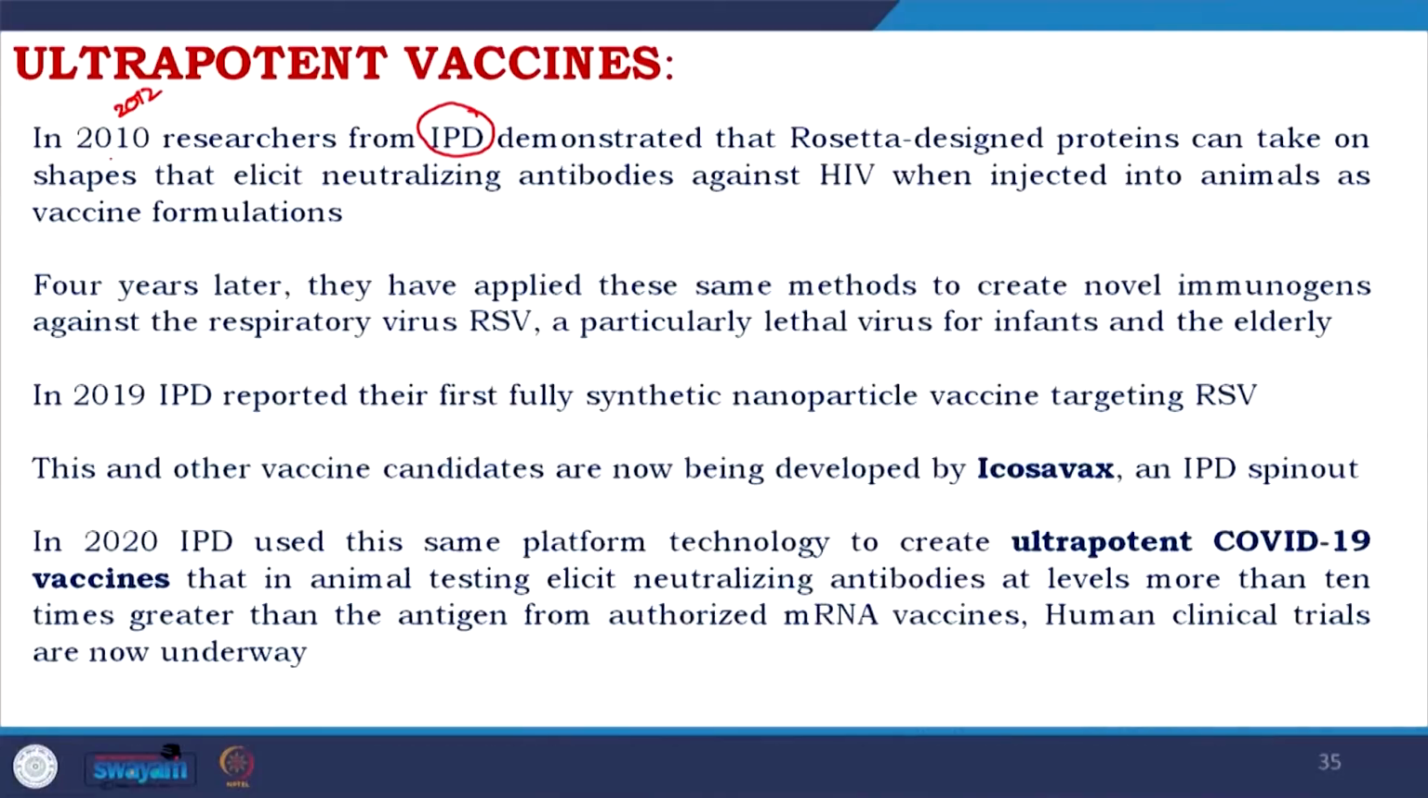spin-outs. In 2020, IPD used this same platform technology to create an ultra potent COVID-19 vaccine, that in animal testing elicited neutralizing antibodies at levels more than 10 times greater than the antigen from authorized mRNA vaccines. Human clinical trials are now underway.